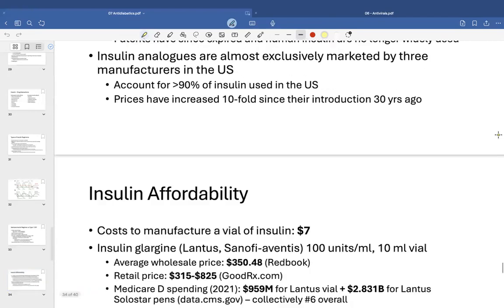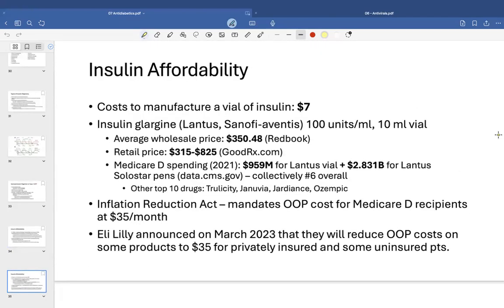It basically costs $7 to manufacture a vial of insulin. With current efficiencies and the sequencing, through recombinant DNA technology, you're able to program bacterial cells or sequence it in the lab. It doesn't cost much, $7 per vial. However, if you were to purchase one of these products, the standard 10 milliliter vial can cost you upwards of $350 for a vial of Lantus wholesale, and up to $800 plus retail if you try to purchase it at a pharmacy.